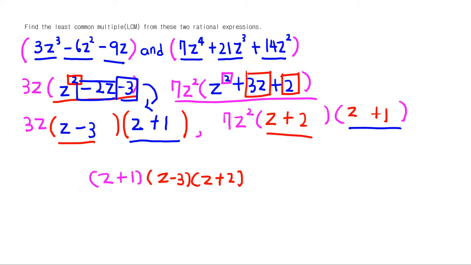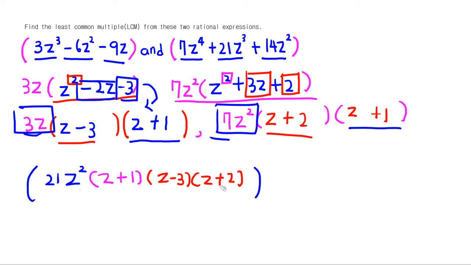And this is also interesting: 7z squared and 3z both contain z, but the other term doesn't contain z squared, so we need to write z squared. And for 3 and 7, the least common multiple is 21. So we can figure out that this expression right over here is our least common multiple for this first expression.